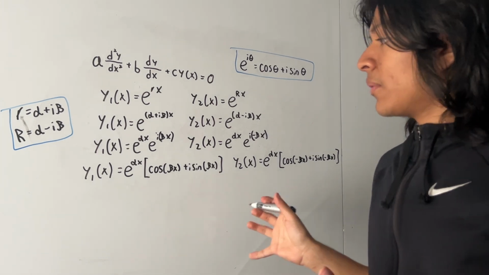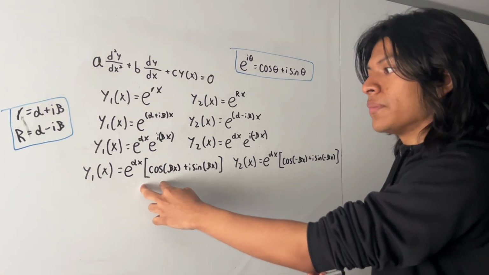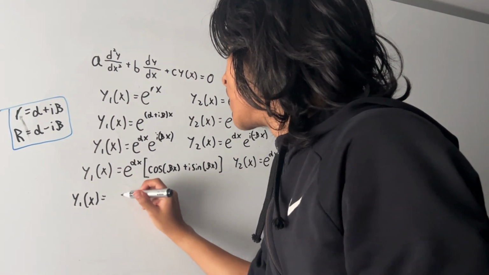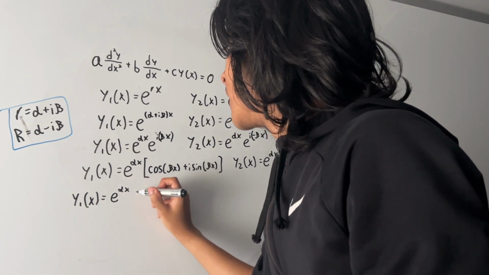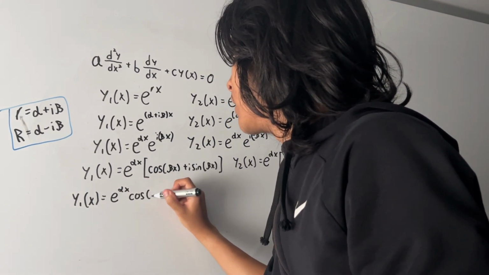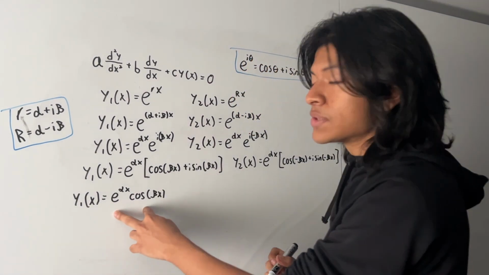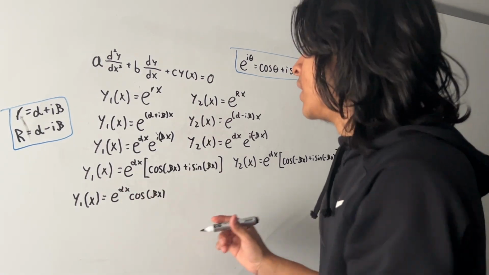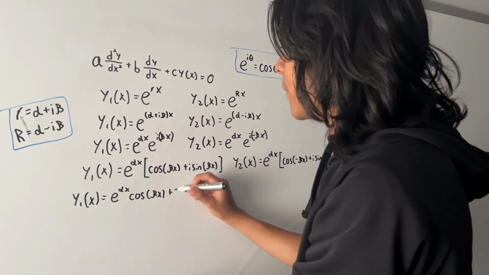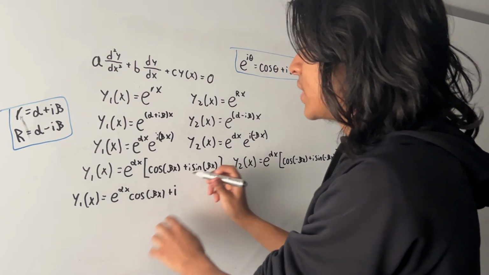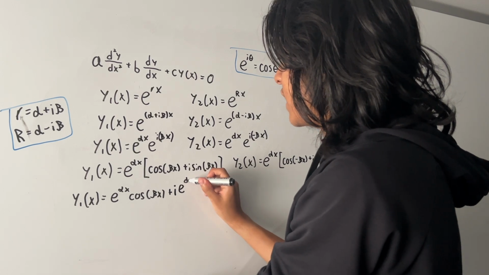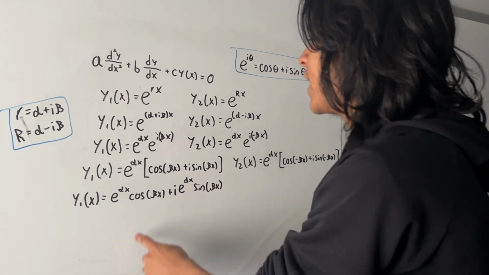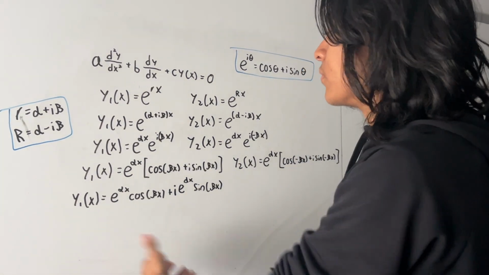Okay, so now that we're at this point, we could expand this part of y1 of x. So y1 of x is equal to e to the alpha x cosine of beta x. Now notice how this part right here is all real. This is just some real number. As for this part, this is going to be the complex part, so I'm just going to put the i in front: e to the alpha x sine beta x. So this is our solution for y1.